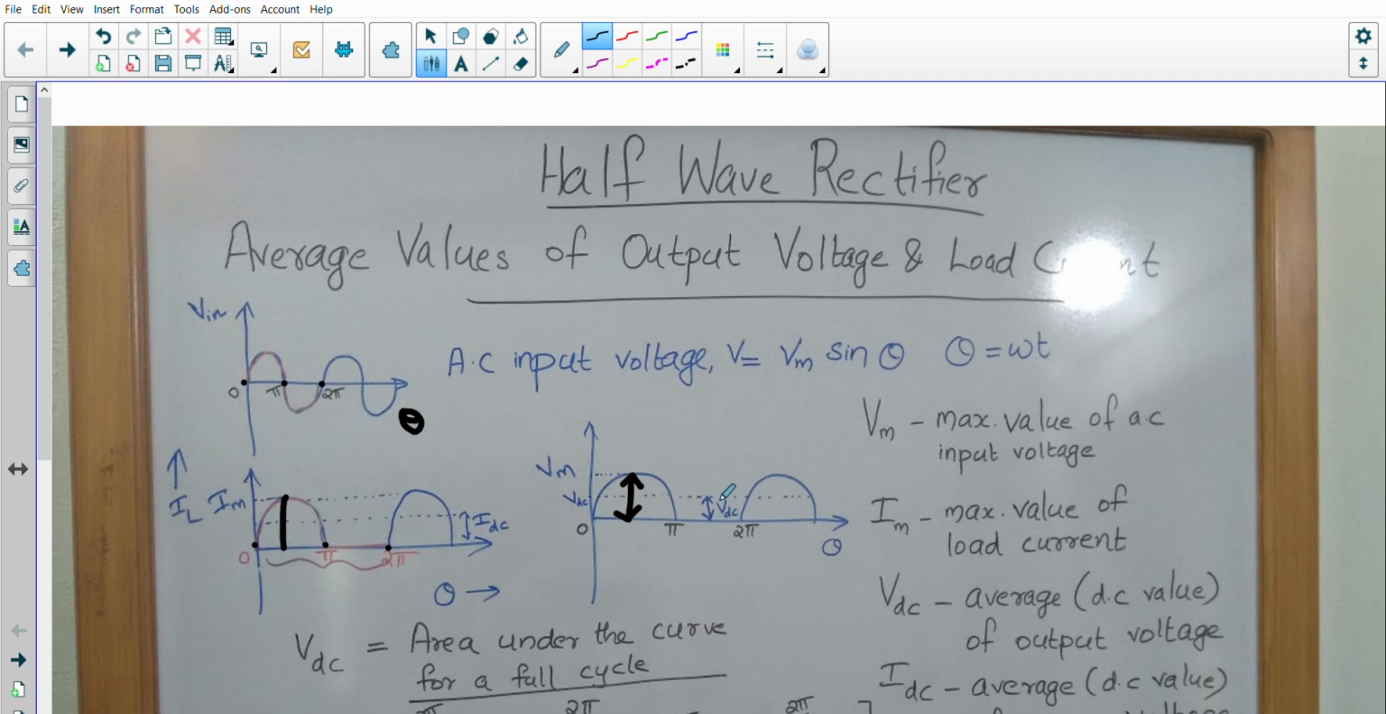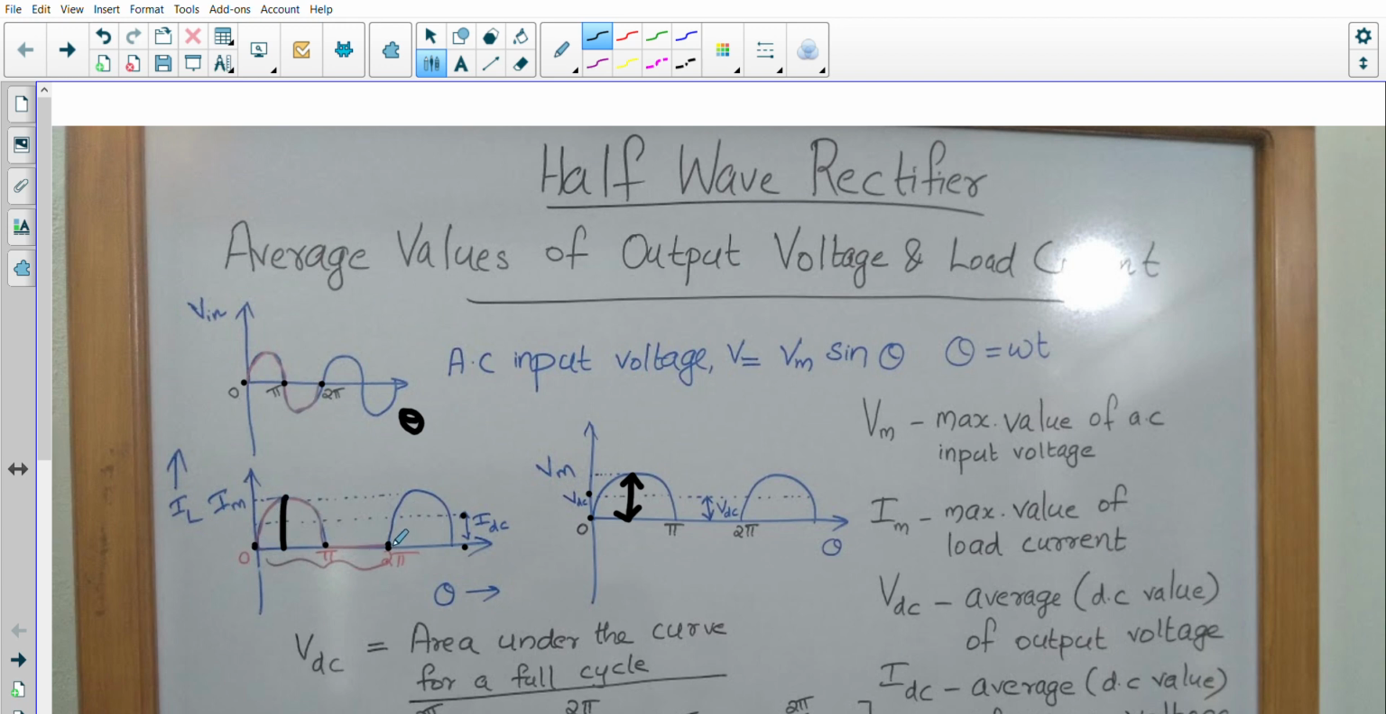And there are other terms, VDC and IDC. VDC is the average DC value of output voltage and IDC is the average DC value of load current. So we have to find out the average values, this IDC value and similarly this VDC value. So how can we find the average value? First we are going to find the average value of DC voltage. The average value VDC is equal to the area under the curve for a full cycle. For the output wave, this is one complete cycle.